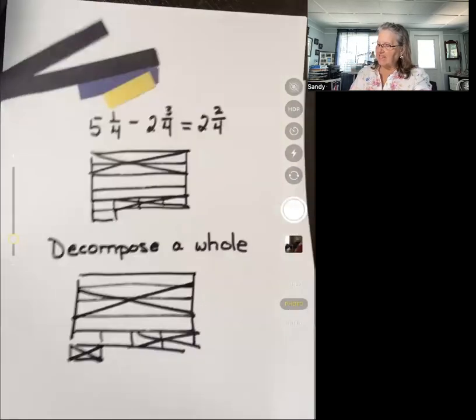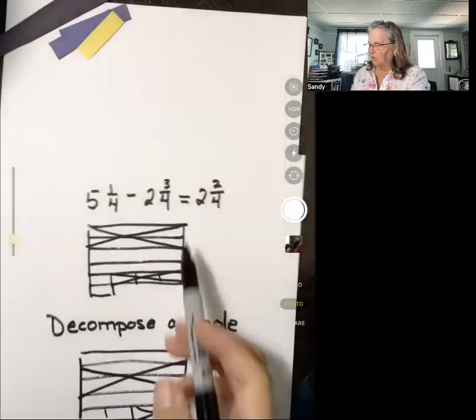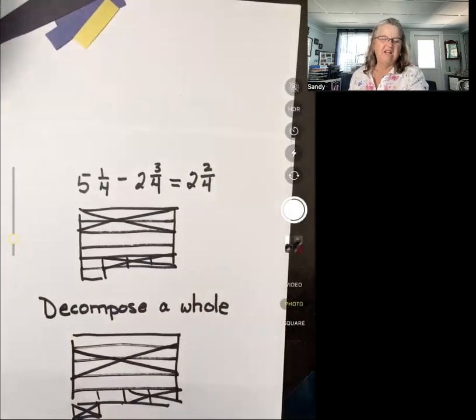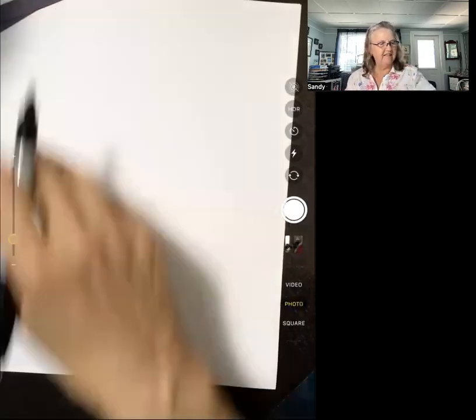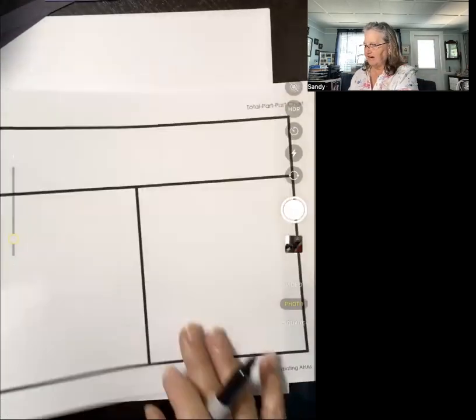Decomposing and thinking about how we can remove what would have been regrouping, complex regrouping problems. Decompose a whole, round and adjust. Now, I want to show you one more technique, and this is a count up strategy.